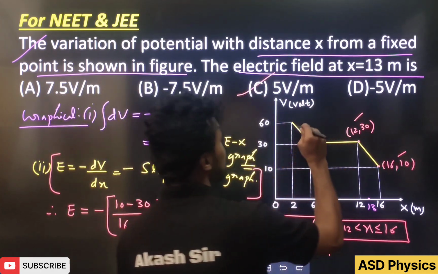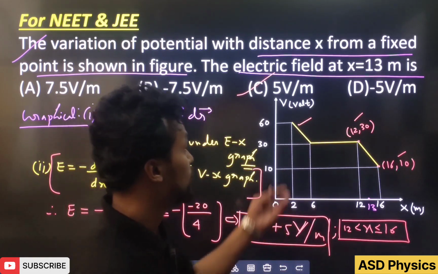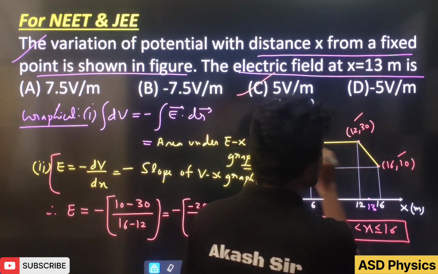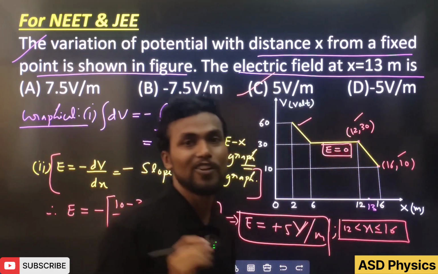Similarly, if they ask in this region, from 2 to 6 also, electric field will be a positive value, because again the slope is negative. And in this region, potential is not changing, that means electric field will be how much here? 0. Remember all these basics.